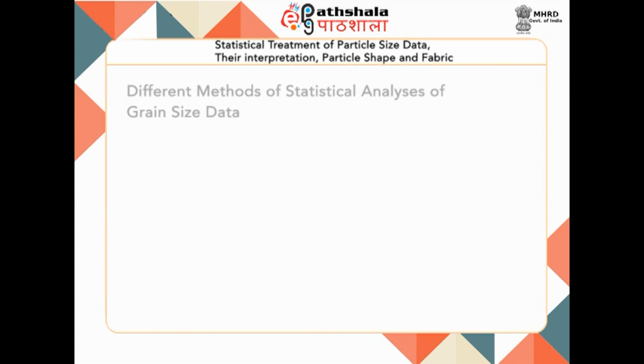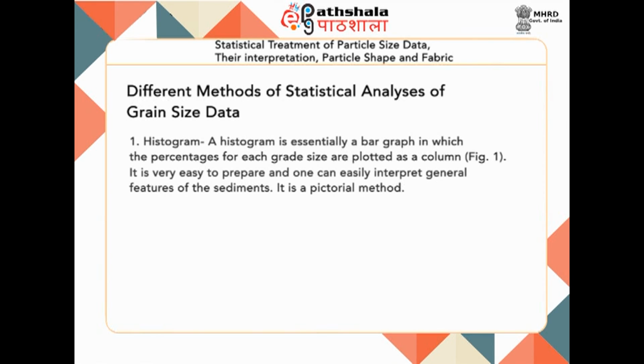Now, come to the different methods of statistical analysis which we practice on grain size data. The first one, the simplest, is the histogram. A histogram is essentially a bar graph in which the percentages for each size grade are plotted as a column. It is very easy to prepare and one can easily interpret general features of the sediments. It is a pictorial method.